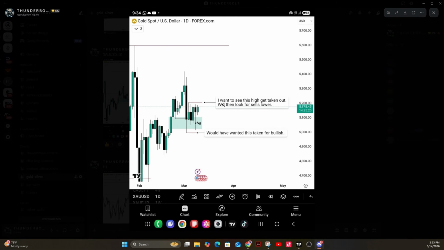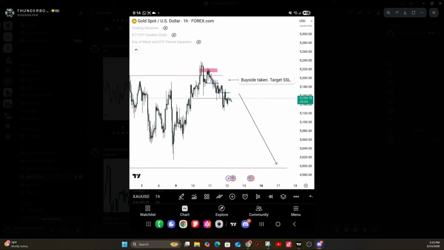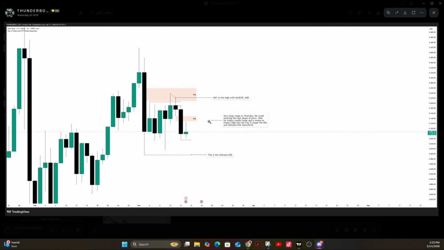More analysis. So saying what I want to see, and potentially this is what I was taking. Buy side taken, target sell side liquidity, and you can see that is what happened on the market. Another thing we sent: we had SMT with XA Euro inside of this fair value gap, which is something I always want to see for smart money reversal to confirm sell side.